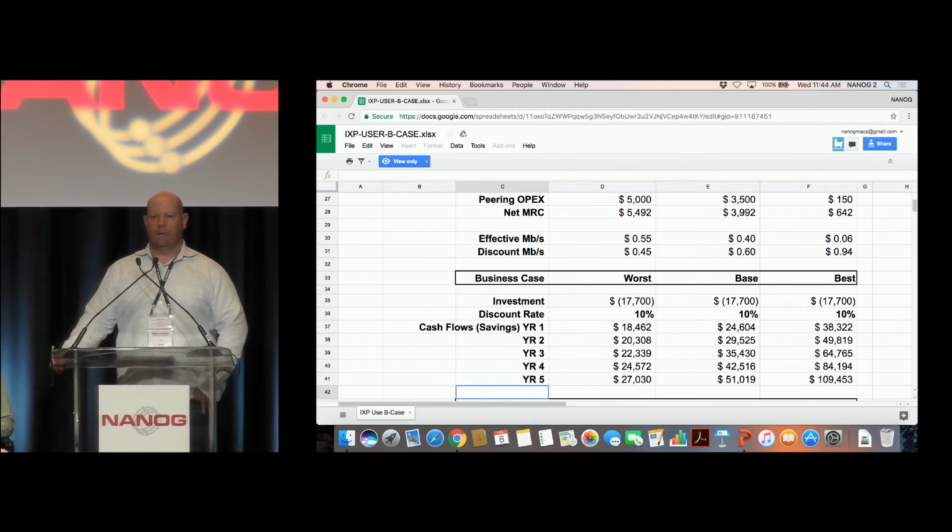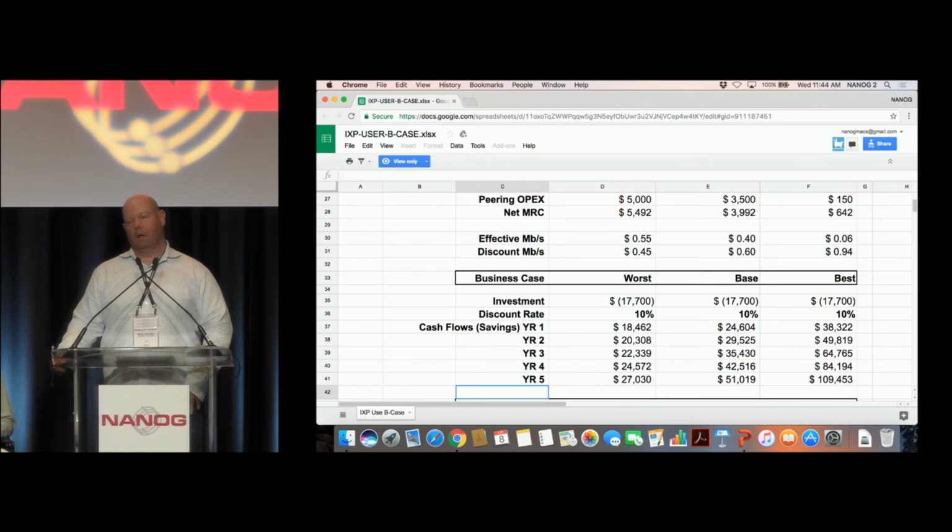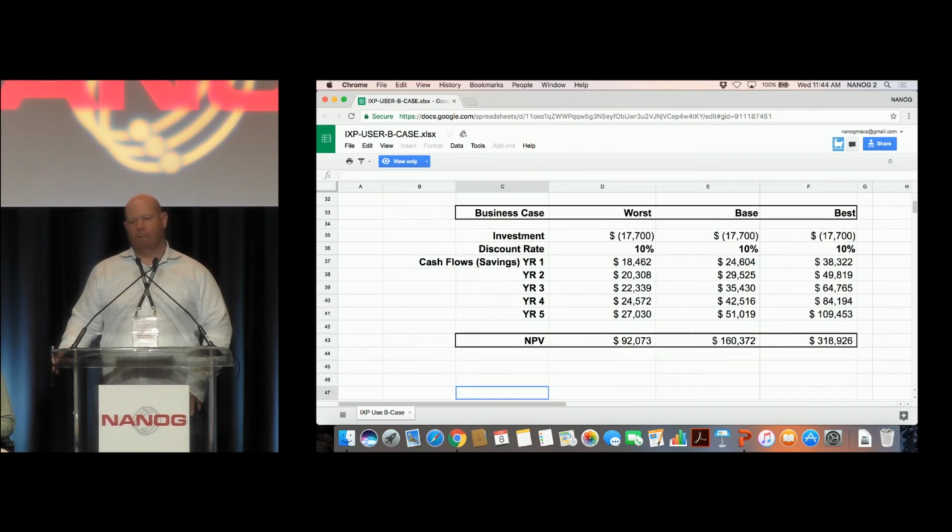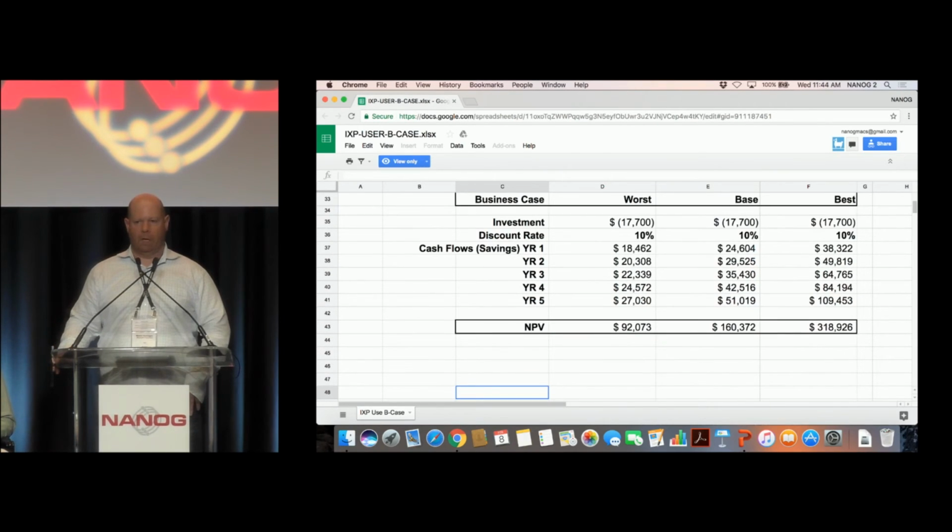I heard one company tell me that when they do these calculations their bean counters advise them to use 20%. For my purposes, I think 10% is more consistent. There are others that would think that 3 is more consistent. You decide that. And I run my cash flows over 5 years, and if we can go to the bottom, there are my financial benefits based on the modeling that I did. And again, not specifically modeled versus any IXP, but you can. And with that, we can go back to the slides.